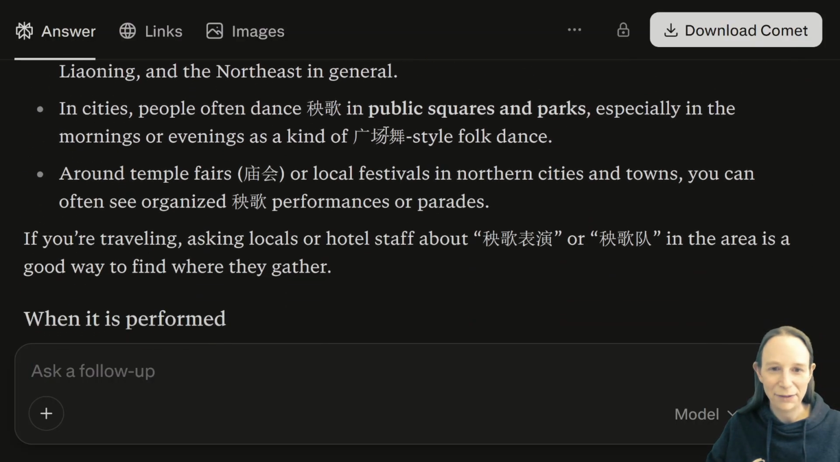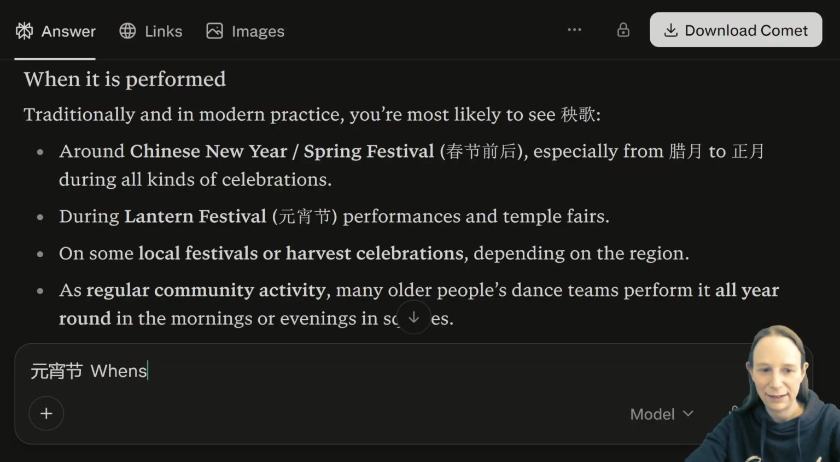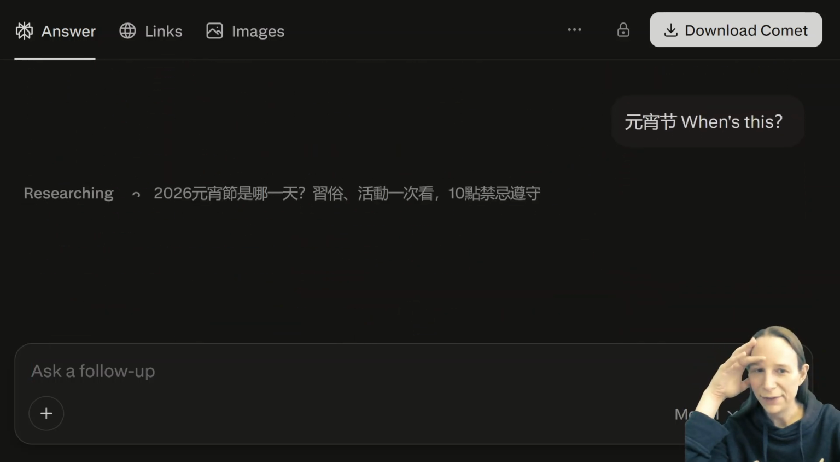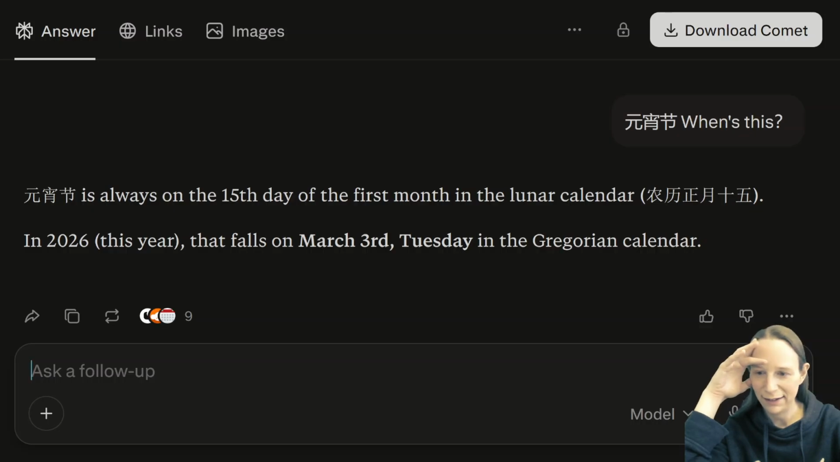Shandong, it's in Shandong. When? But I want to know when. Here we go. Around Chinese New Year. So we just passed Chinese New Year. Lantern Festival. When's this? That's like a few days from now, right? 15. Oh, that was yesterday.